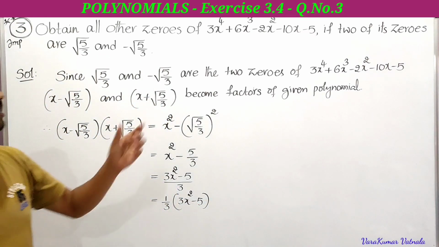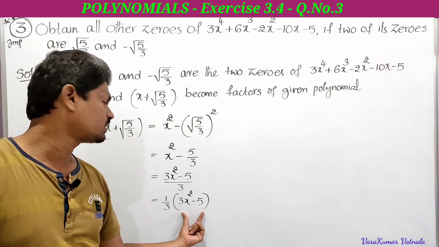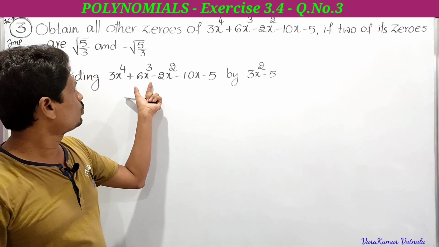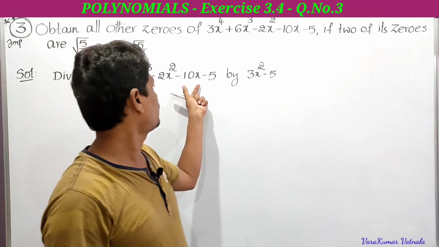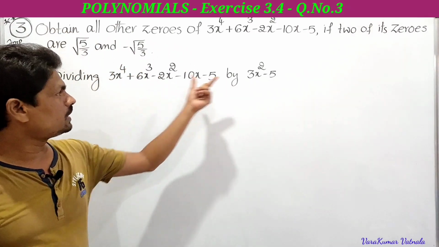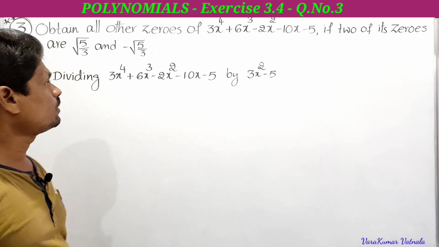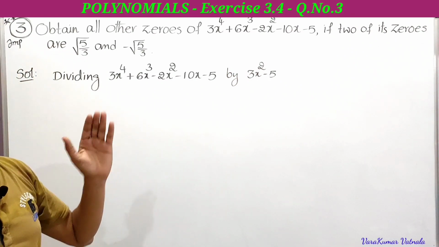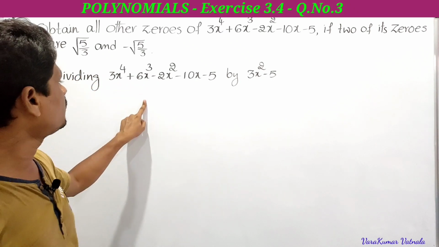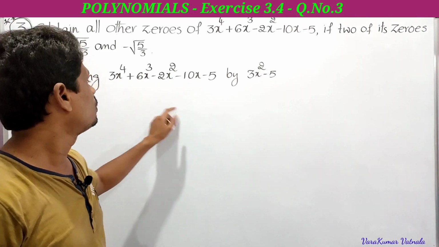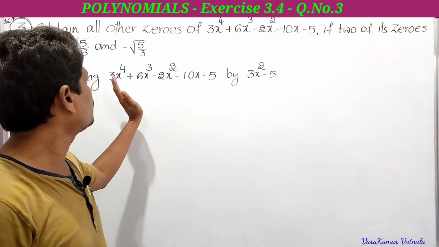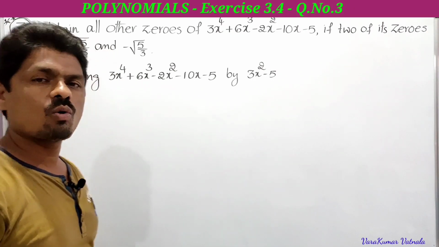So now we have to divide the given polynomial, 3x to the power 4 plus 6x cube minus 2x square minus 10x minus 5, by 3x square minus 5. Before dividing the polynomial, we have to check whether it is in its standard form or not. The powers of x are 4, 3, 2, 1, 0, so the powers of the variables are in decreasing order. So it is in its standard form, and now we can divide.